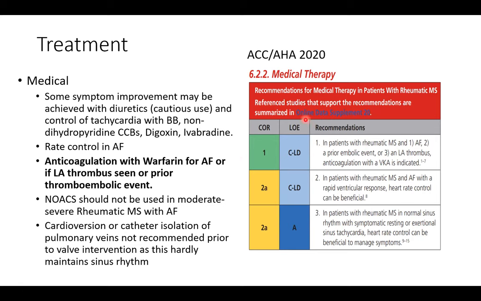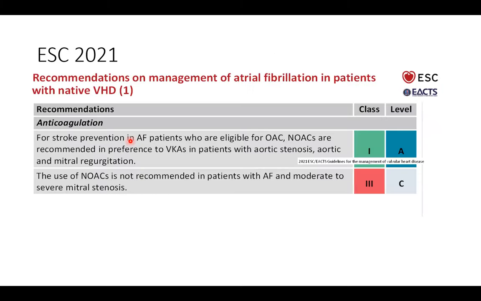Okay, this is older. So this is before the INVICTUS and some of those trials. This is the ESC, which is more recent, 2021. So some of the trials had been published. That is why it has a level of evidence A compared to the ACC.